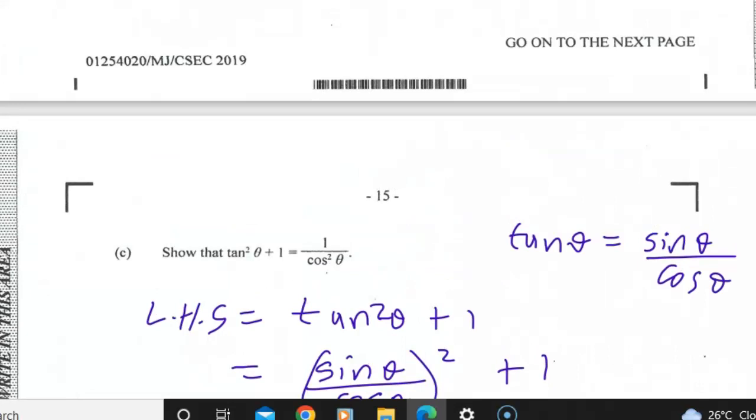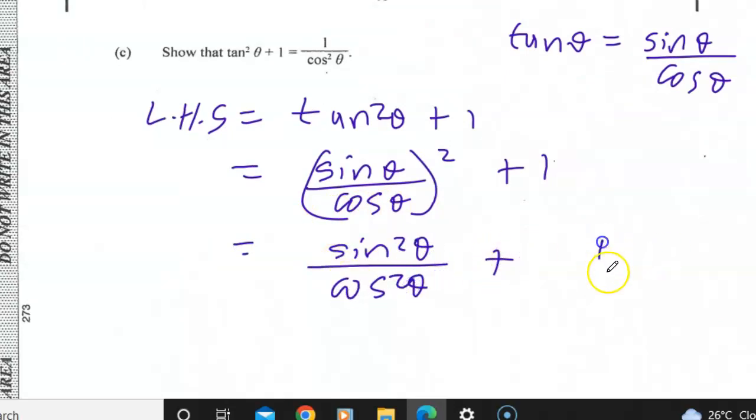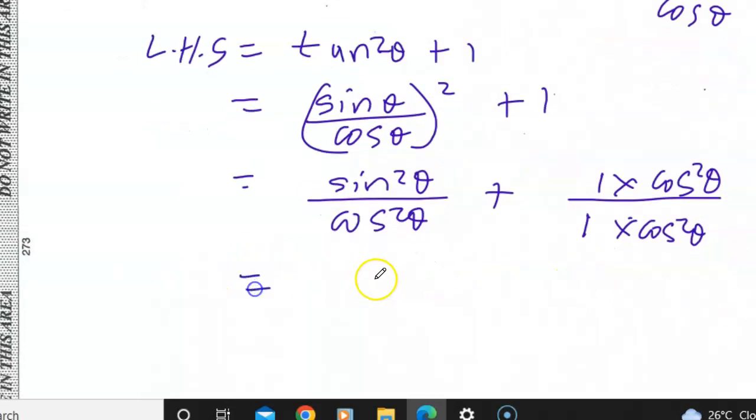So this becomes sine square theta over cos square theta plus 1. So we want to add these two, so let's rewrite the 1 as a fraction over cos square, so I can multiply the numerator by cos square theta. So I rewrite 1 as cos square over cos square, and now I have the same denominator. So this is cos square theta.